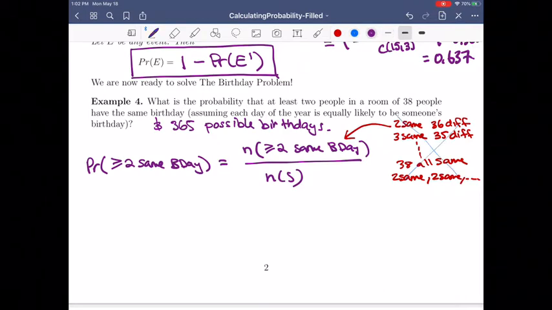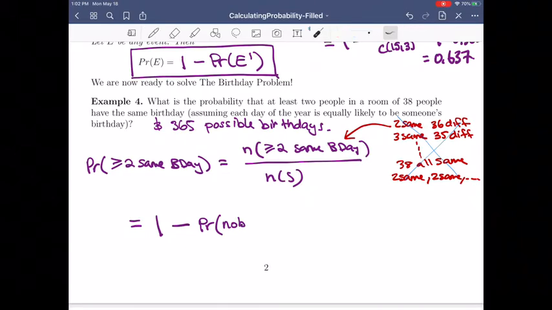So what we're going to do is try and use the complement rule. So it turns out the complement is much better. So it's 1 minus the probability. So what's the opposite of at least 2 people have the same birthday? So if you don't have at least 2 people with the same birthday, it means that you have nobody with the same birthday. Maybe I'll just write no same birthdays.